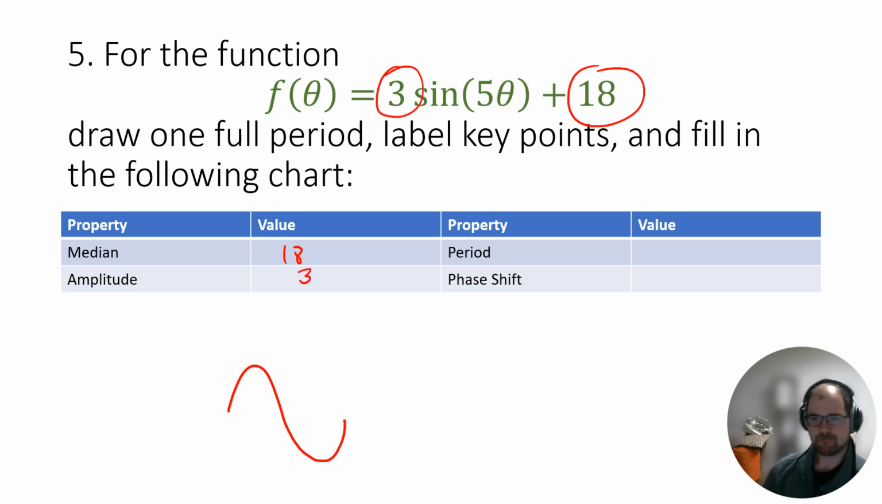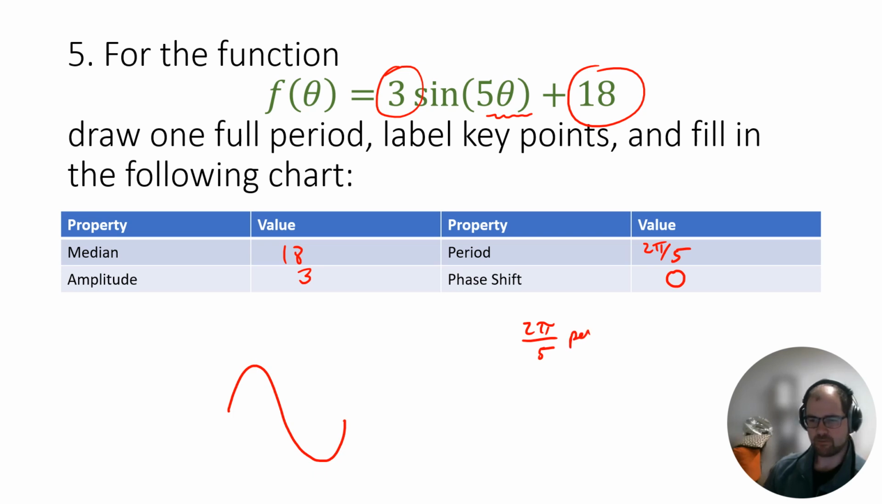The period is 2 pi over the coefficient of theta inside the sine, which is 5. There's no good way to simplify that, so 2 pi over 5. This problem does not have any phase shift. The phase shift would be something being added or subtracted inside the sine function, so a phase shift of 0.